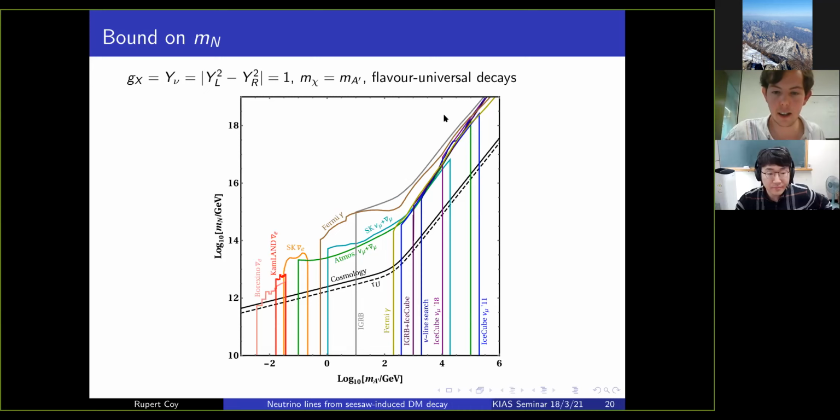The final thing to note in this plot is that it looks like you're probing very heavy dark matter masses, sterile neutrino masses. Indeed, when you get to about 10 to the 5 GeV, you're probing something around the Planck scale, a lot higher than the typical seesaw scale. And that's true. But of course, the way to relax this, the way to get down to smaller sterile neutrino masses, smaller values of Mn, is simply to reduce the coupling.